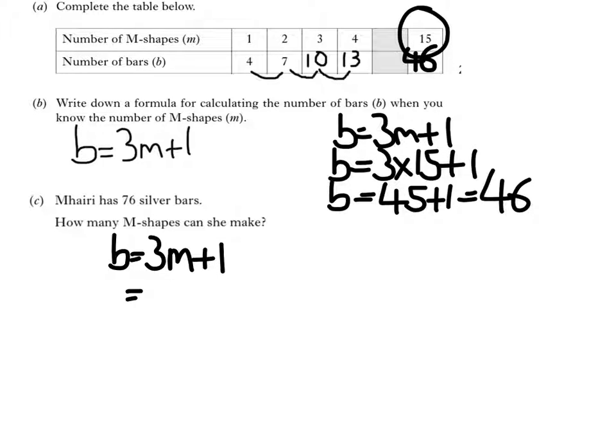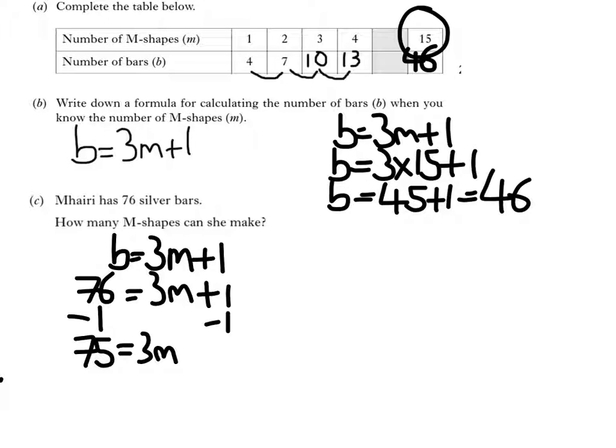And this time we know the B, the number of bars, so I'm going to put that in as 76. And that's equal to 3M plus 1. Now here is some of those simple equations we've seen before. I'm going to solve them just like that. So I take away 1 from both sides, so I get all the numbers onto one side. So it's going to be 76 take away 1 is 75. It's equal to 3M. And now I divide by the number in front of the letter, which is 3. Now my answer will be M is equal to 25. So if I have 76 silver bars, I can make 25 M shapes.